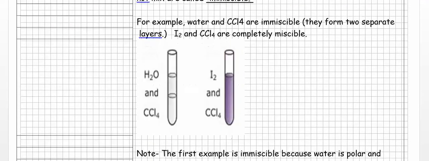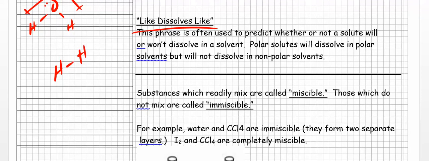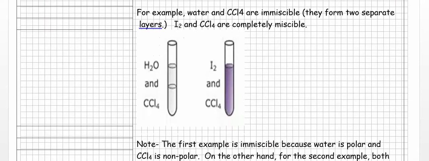Those which do not are called immiscible. So miscible is mixable, unmixable is immiscible. All right, that's how that goes. So for example, water and carbon tetrachloride are immiscible. Water and carbon tetrachloride are immiscible.